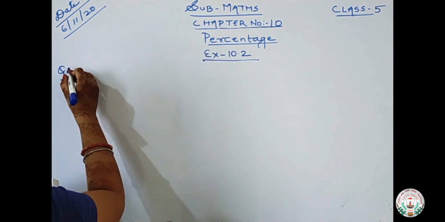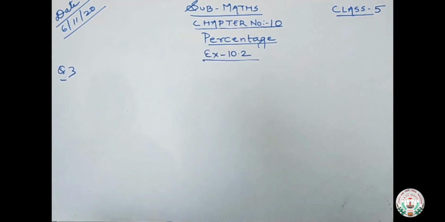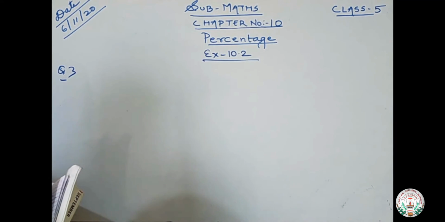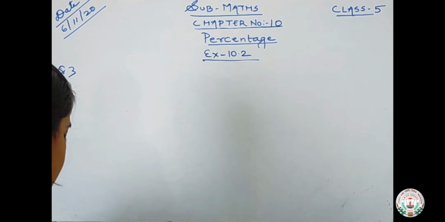What is question number 3? Again, express the following as a decimal fraction. Here, first normal numbers we have solved in question number 1. Question number 2, mixed numbers. Now third, we will solve the decimal numbers.